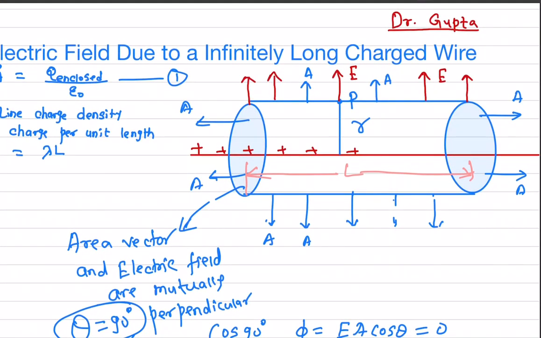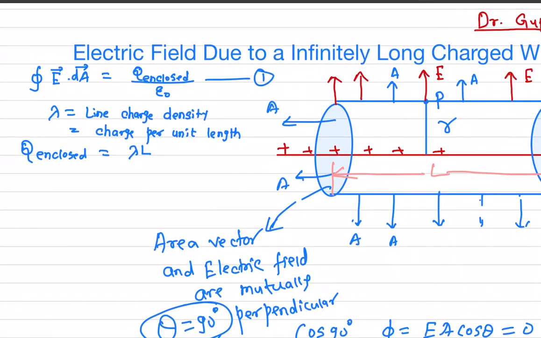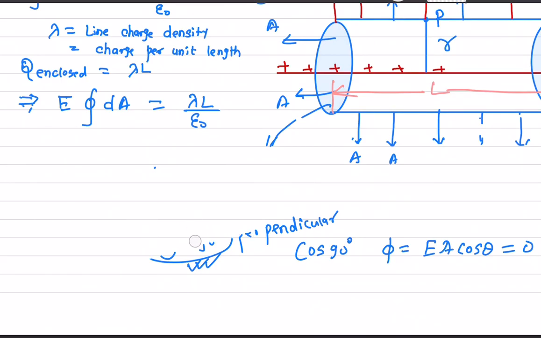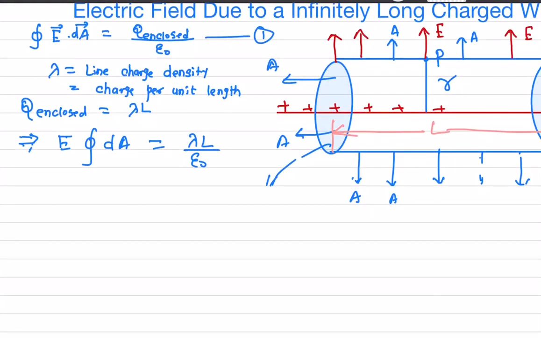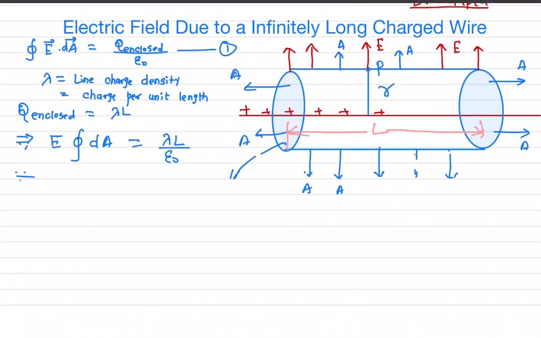Now let's go back to this equation. At each point over this area, the electric field and area vector are parallel, and the electric field is constant at each point. So E is constant just by symmetry. As it's infinitely long, the electric field at each point is not changing. So I can take E out, and then we have dA, and the Q enclosed is equal to lambda times L divided by epsilon naught.